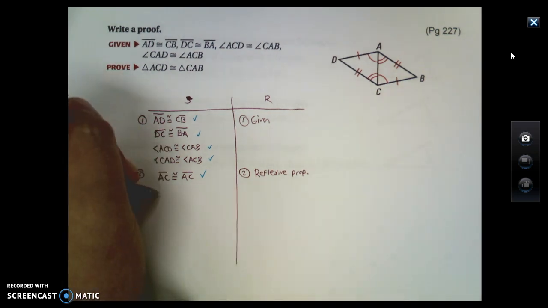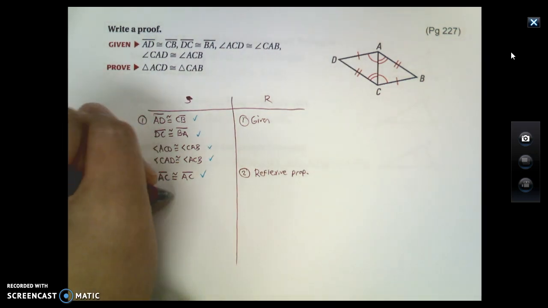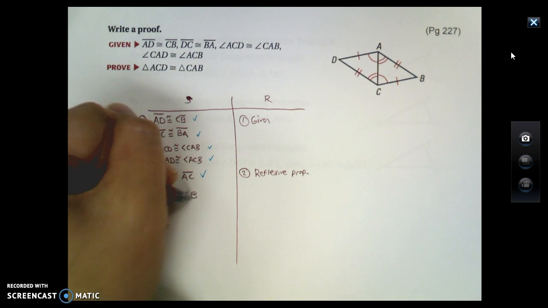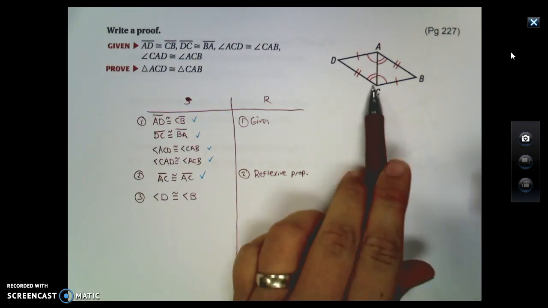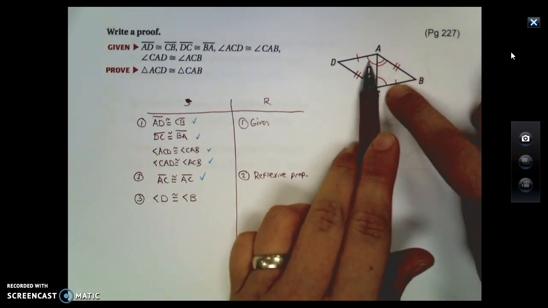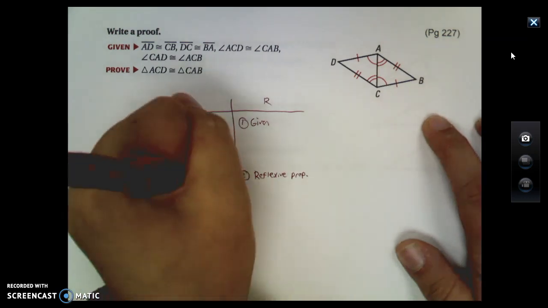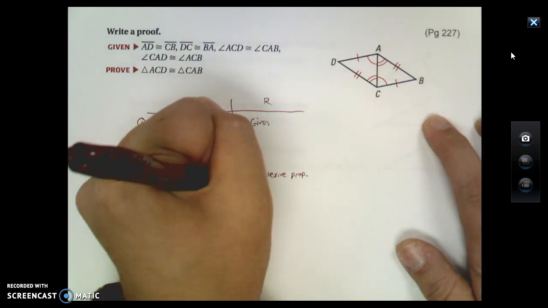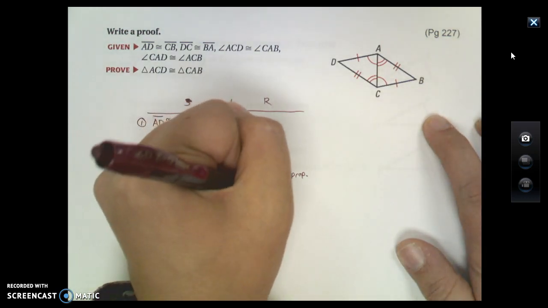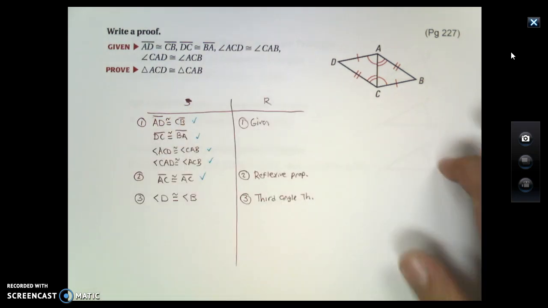And so I'm able to right away go ahead and claim that angle D and angle B would have to be congruent, because if these two are congruent and these two are congruent, kind of like this example back from the last slide, I can automatically say D and B are congruent, and that's going to be our new third angle theorem, okay?